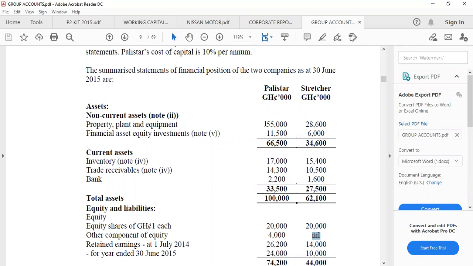The fair value is 2,000 below the carrying value. So if the carrying value is 20,000, it means that the fair value is 18,000. That is the meaning. Are you okay? So what do we do to bring the value to 18,000? We subtract 2,000, isn't it? So if you subtract the 2,000, what will be the effect on the net assets?